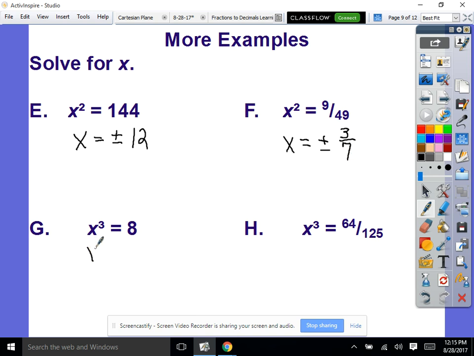X cubed is 8, so x equals 2, because 2 times 2 times 2 is 8. And x cubed is 64 over 125. X would be, the cube root of 64 is 4, and the cube root of 125 is 5. So x would be equal to 4/5.